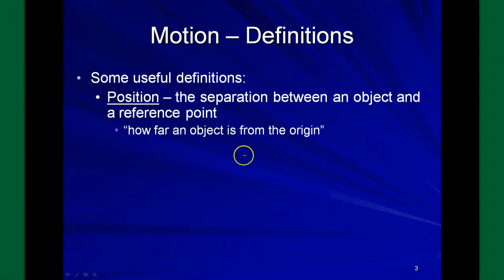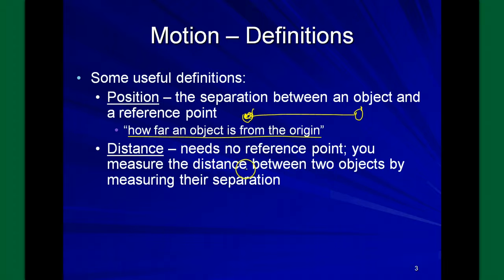Position is the first thing you have, and that's the separation between an object and its reference point. This is somewhat of an arbitrary term. In other words, it's just how far an object is from the origin. It's pretty simple. So if an object starts at this point and it moves over to here, position describes the distance from here to here. Okay, and we've already used the term distance to describe this, but distance is the next term that we need to know. With distance, it doesn't really need a reference point. All you simply do is measure the distance, which you already know what that is, between two objects by measuring their separation. Pretty simple, right?